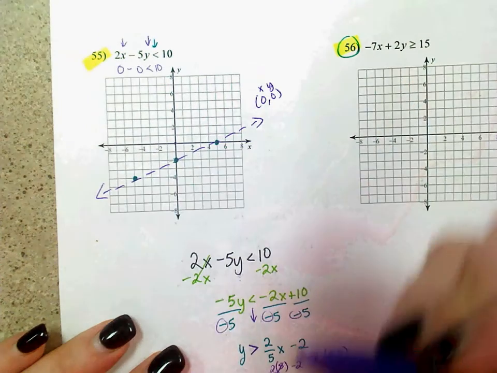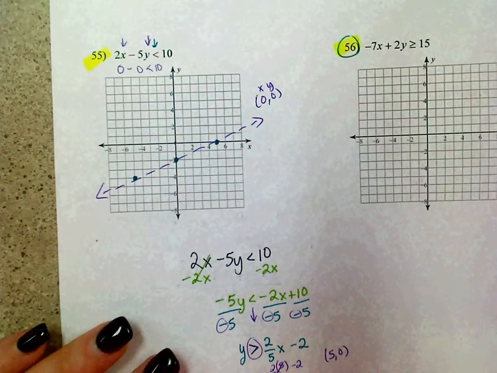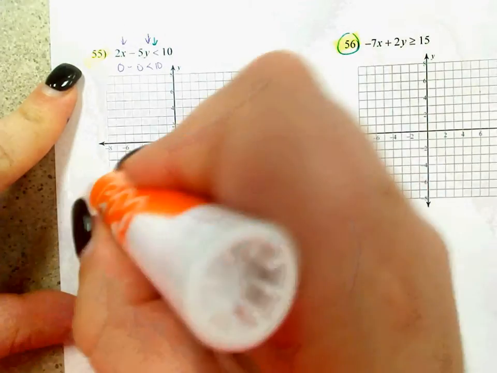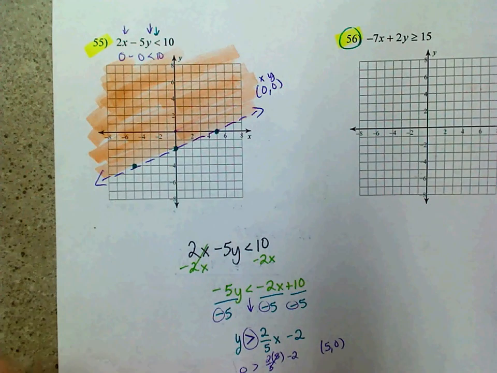And then my final answer says greater than, so I'm going to shade above. You can just shade with a pencil, you can shade with a highlighter, you can shade with whatever, but that is the answer.